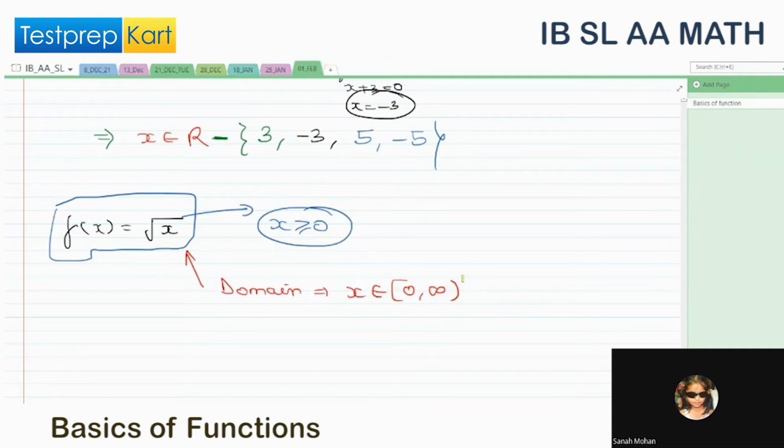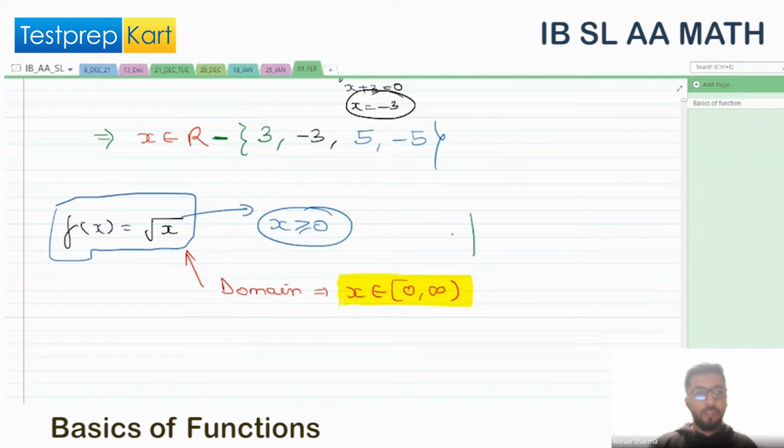Like 0 or infinity? No, 0 to infinity. That means from 0, including 0, that's why I put the square bracket. If I have put the open bracket, that means I am excluding the 0. But I have put a square bracket, that means including 0 and going up till infinity. And on minus infinity and infinity, we always put the open brackets.